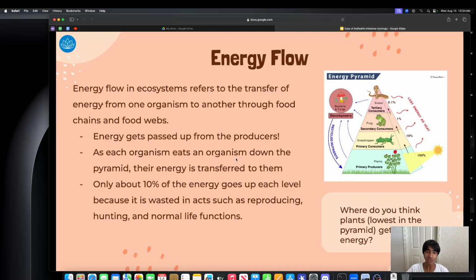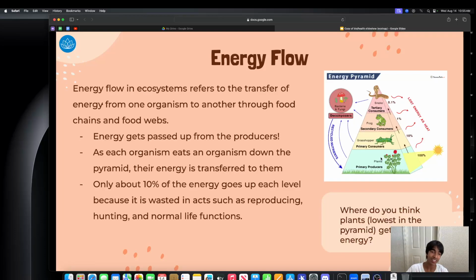And then as each organism eats an organism down the pyramid, their energy is transferred up to them, and only about 10% of the energy goes up each level because it is used or wasted in acts such as reproducing, hunting, and normal life functions. So the grasshopper will only get 10% of the energy of the plants.